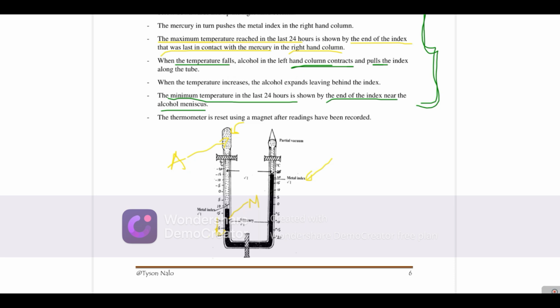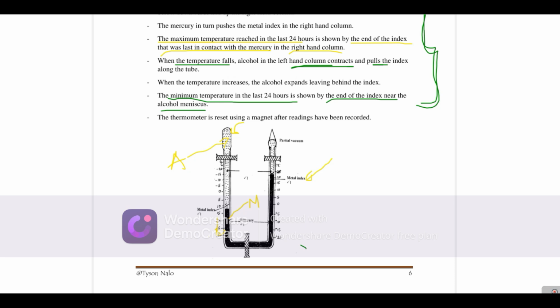Yeah, so that is A. And now this is the mercury. This is the mercury. And the metal index is here. Another one is here. And so there are two terms that are widely used here: expansion and contraction. So you should know when alcohol expands, of course, alcohol is the liquid that is on the top. So when it expands, then what happens? You should be able to explain that. And when it contracts, you should also be able to explain what actually occurs after that.